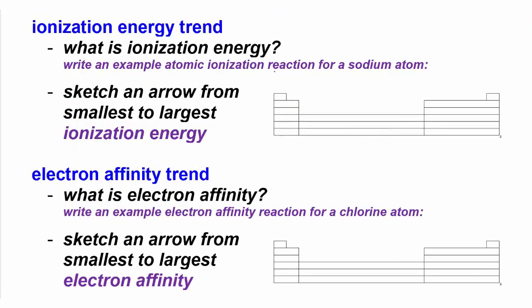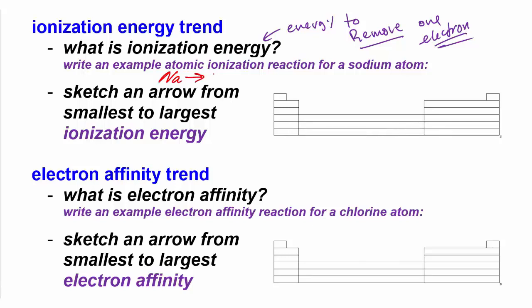Ionization energy trend. What is ionization energy? That's just the energy it takes to remove one electron from an atom. Write an example atomic ionization reaction for a sodium atom. Well, sodium has to lose one electron. What's left? A sodium ion.